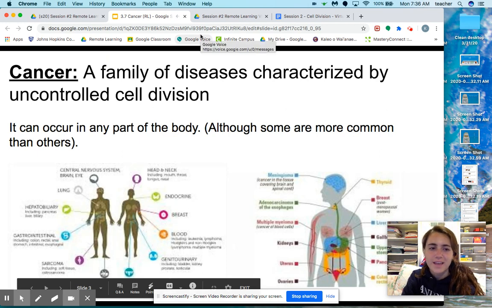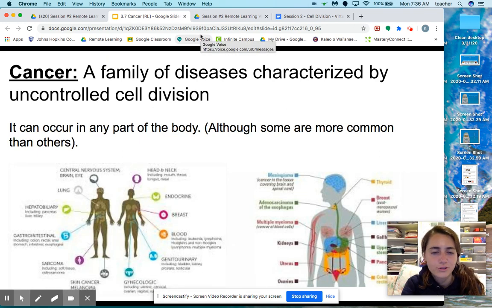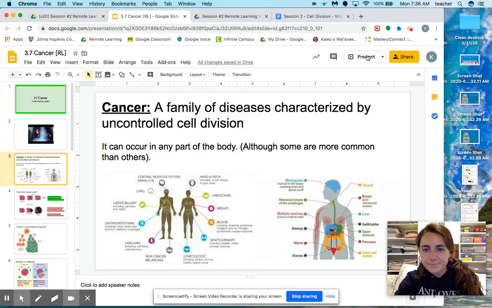Okay, so as we saw, cancer is a family of diseases, so it's not just one disease. It is a family of diseases characterized by uncontrolled cell division. It can occur in any part of the body, although some are more common than others. And if it metastasizes, then it spreads to all parts of the body.